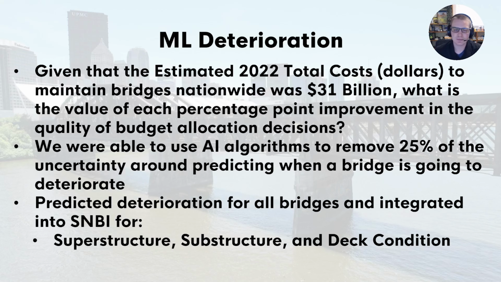So at Mayvue, we're implementing a strategic shift towards a data science perspective. Previous approaches to predicting bridge deterioration relied heavily on rules and heuristics, but now we've developed a machine learning algorithm to forecast bridge deterioration times. Given that the Astroware bridge management software manages thousands of bridges and over $1 trillion of assets, what is the value of each percentage point improvement in deterioration projections? Also, given that the estimated 2022 total cost in dollars to maintain bridges nationwide was $31 billion, what is the value of each percentage point improvement in the quality of budget allocation decisions?